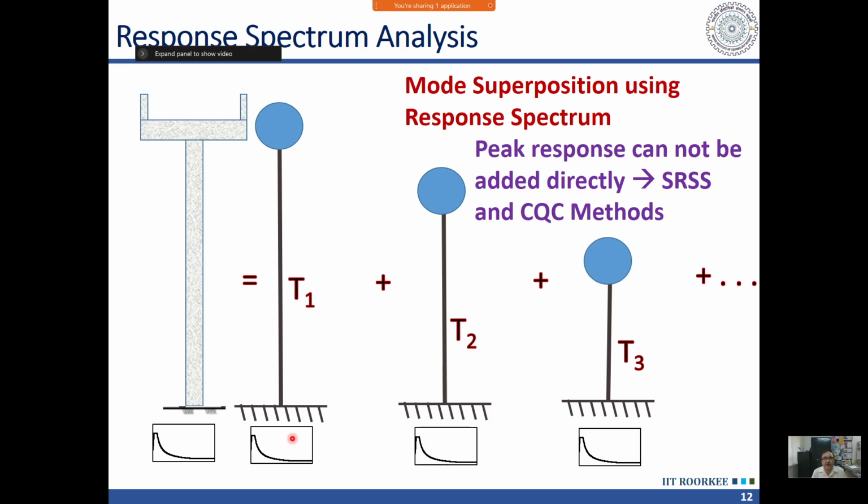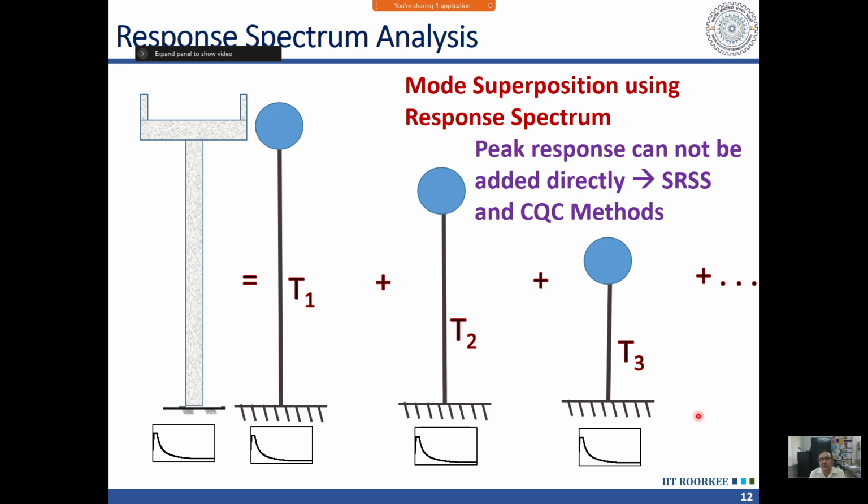We have to use either what we call SRSS, square root of sum of squares, or CQC combination methods. For normal structures, SRSS is good enough. In case of complex structures, irregular structures, we may have to go for CQC. Both these options are available in the software, so we can use any of these combinations. When we are using these combinations, this is also good enough, because we are considering multiple modes.